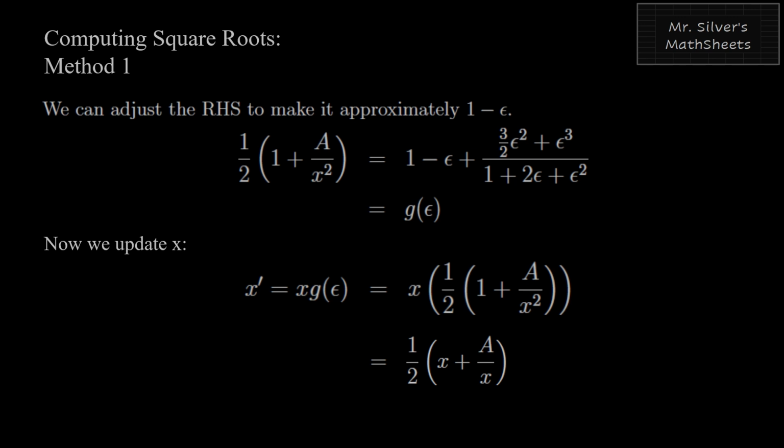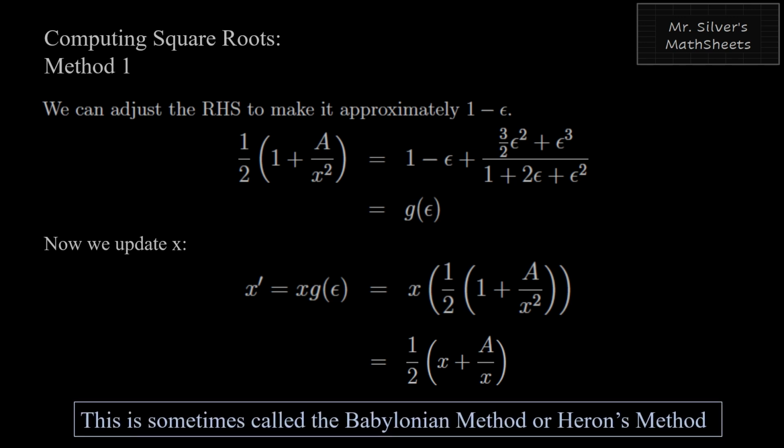And when we multiply out x times g of epsilon, we get 1/2 times x plus a over x. This is a classic method called the Babylonian Method. It's also known as Heron's method. Heron was famous for his triangle formula. And it's been around for thousands of years.